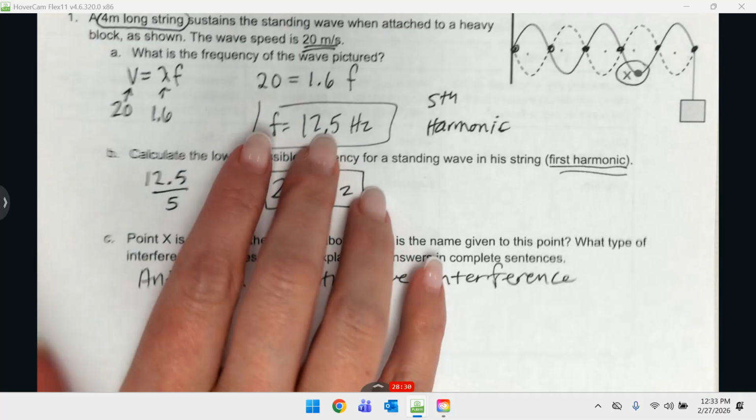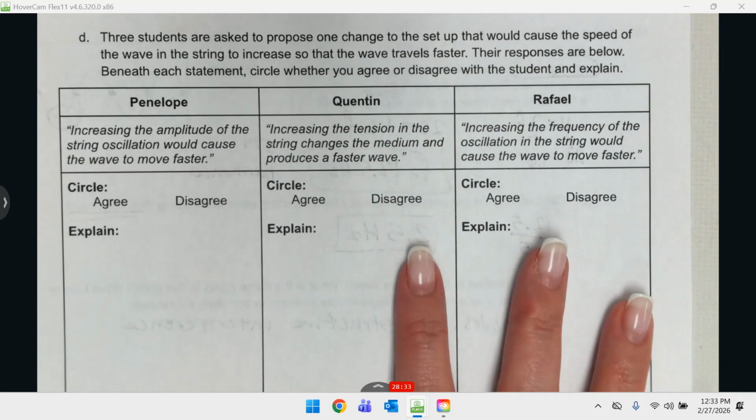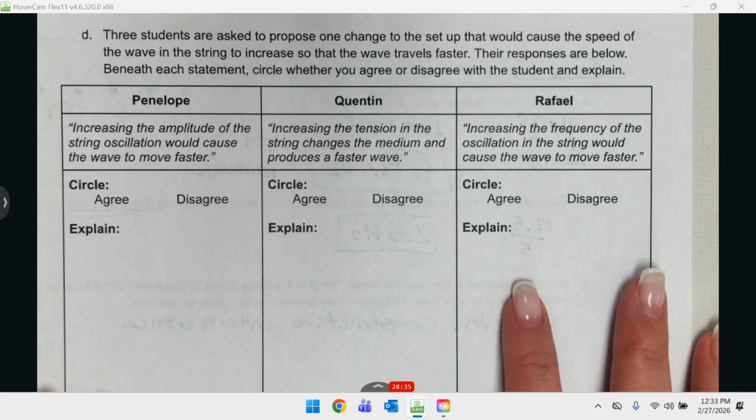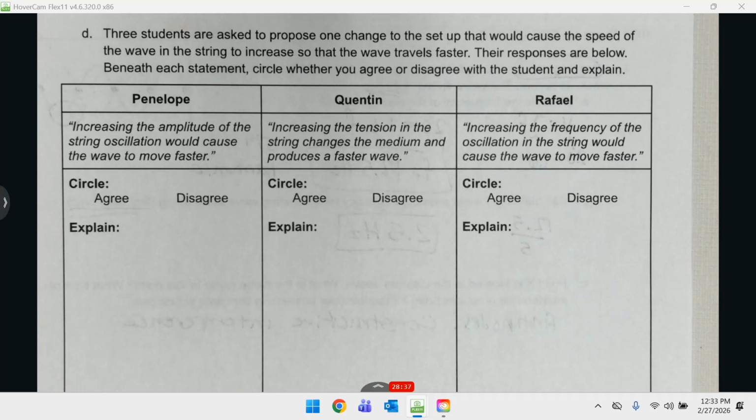Okay, back, last question. Okay, this is part D. It says 3 students are asked to propose one change to the setup that would cause the speed of the wave on the string to increase so that the wave travels faster. Their responses are below. Beneath each statement, circle whether you agree or disagree with the student and explain. And we have 3 students, Penelope, Quentin, and Raphael. And let's read their statements.